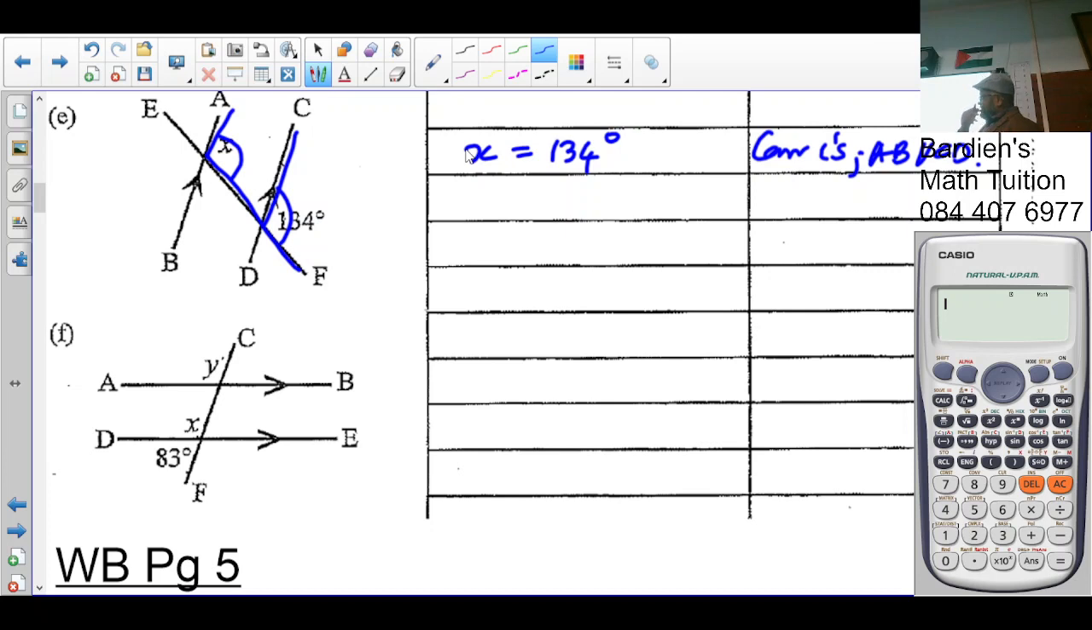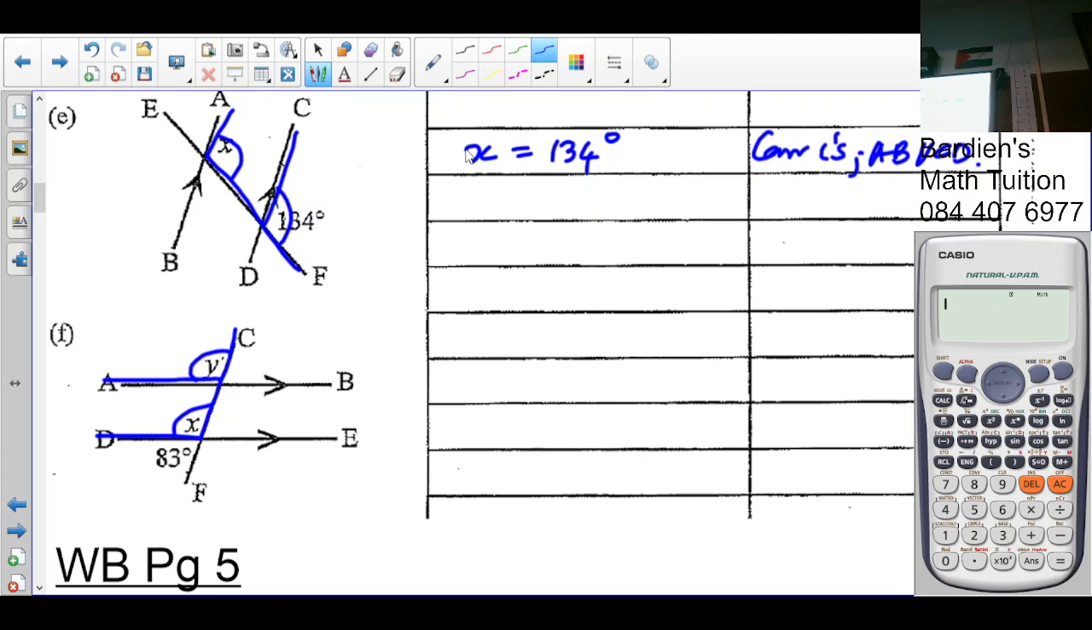Let's look at f. How are you going to solve f? What can be calculated first? How are you going to calculate y? Y is? Y is equal to x. Y? Not O. It's the f. Corresponding. But we don't have the value for x. Not so? So we must solve for x first. Can you all see that, people?